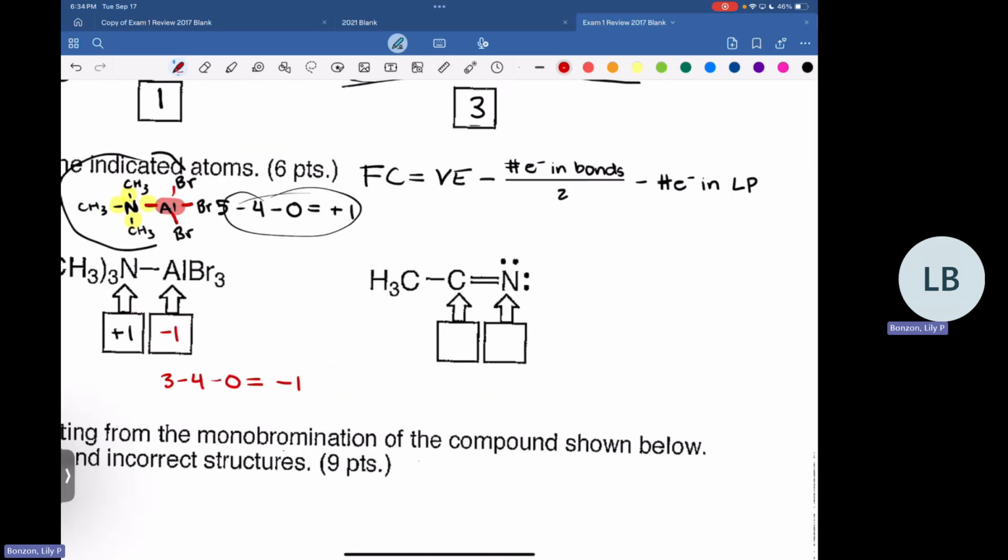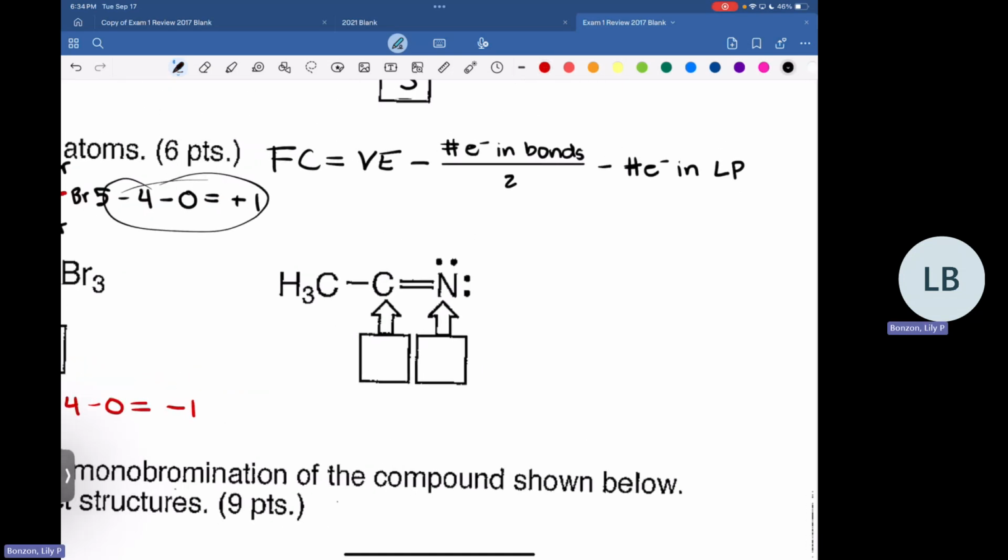Okay. And then for this last one, let's start with nitrogen, just because we've been doing it for every single one so far. So again, 5 valence electrons. This time we only have 2 bonds, so we're going to do -2. And then we have 1, 2, 3, 4 lone pair electrons. So 5 minus 2 minus 4. So that's 5 minus 6, which is going to give us -1. So that's going to be -1.